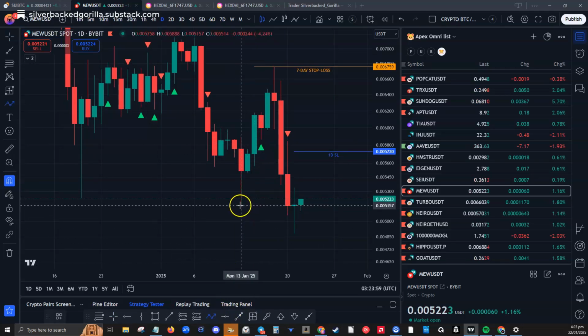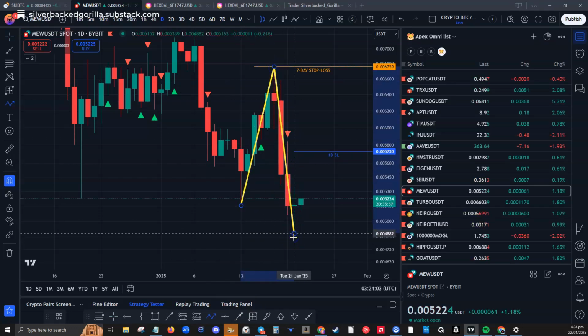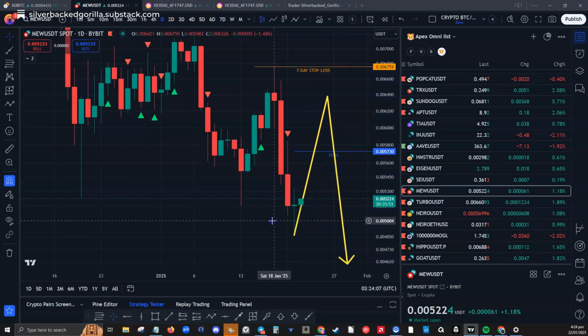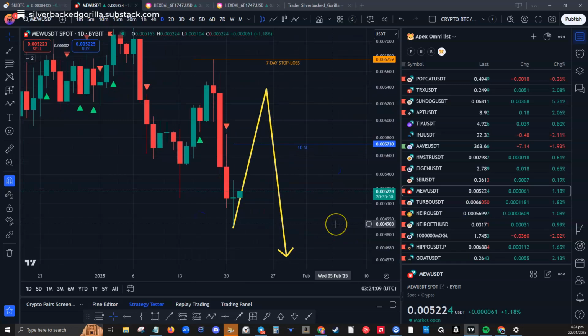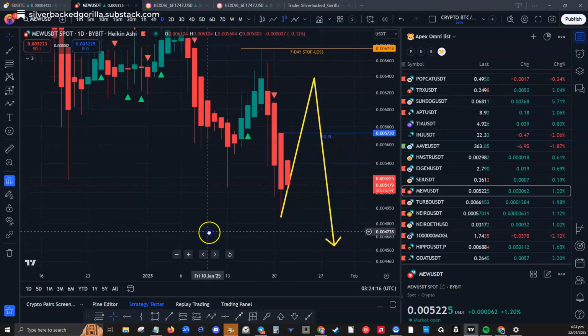It just doesn't want to do it, does it? Do we do this? And do we do it again? There you go, trade that. So it's short on the week. On the daily, it's definitely short.